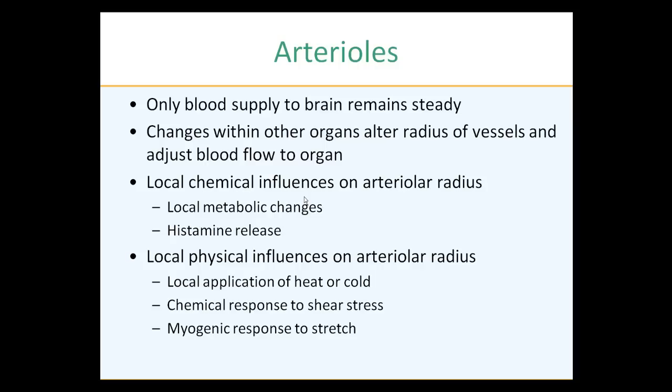You can't, just because you're running, shunt the blood away from the brain. That has to be maintained because you still need the function of the brain to continue. And the brain is not going to last without oxygen. It's not going to last without glucose for too long either. So we will realize in a short bit that we have local chemical influences that can adjust the arteriolar radius, and those are local metabolic changes, and we will talk about that in more detail in the next slide.